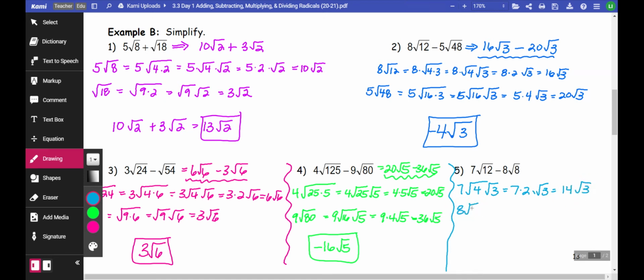8 square root of 8 is 4 square root of 2. 8 times 2 times the square root of 2. So now this becomes 14 square root of 3 minus 16 square root of 2. So what ends up happening, that's our final answer. We can't simplify any further. It's like saying 14x minus 16y. You can't combine any like terms. So that would be it.